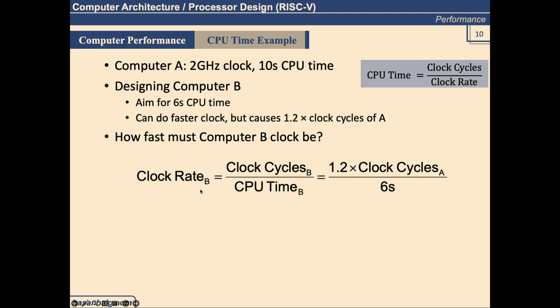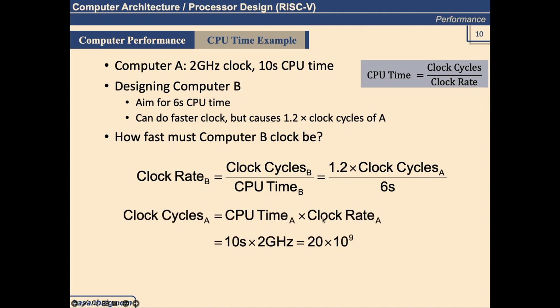For the case of computer B, you have been given CPU time and clock cycles. For computer A, you have been given CPU time and the clock rate. So that's why you are just applying the information that is provided to you. Okay.